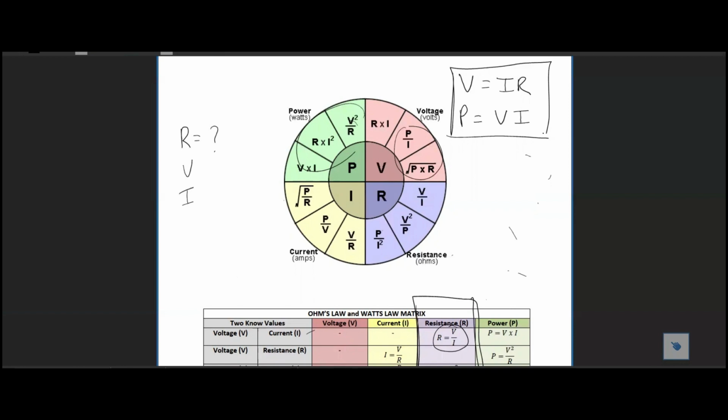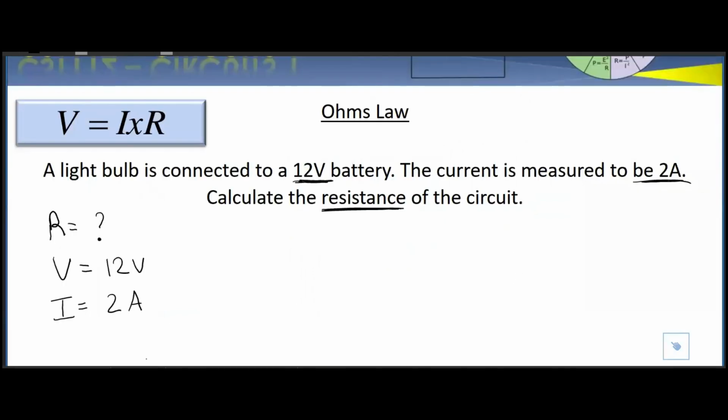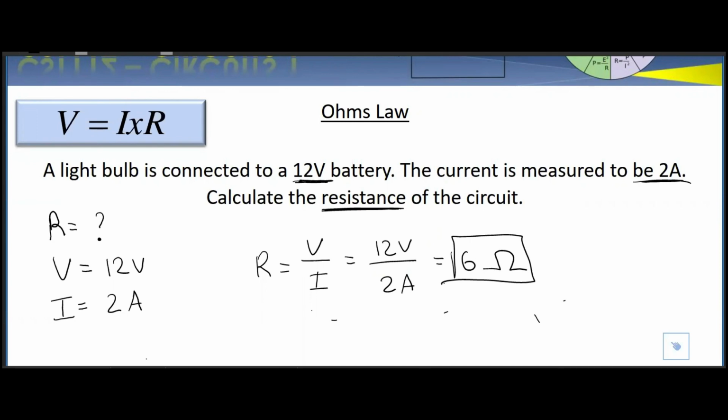So let's jump back to the problem. We know the formula that we need to use to calculate the resistance given the voltage and the current is R equals V over I, which equals 12 volts over 2 amps. And that is simply 6 ohms. All right, let's go on to the next one.